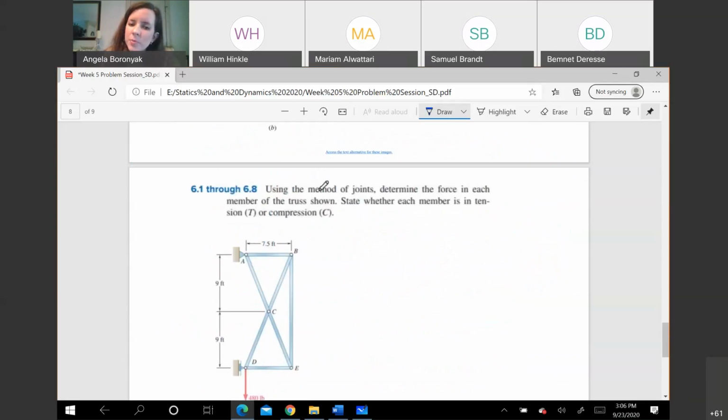Now, even if it hadn't told me to use the method of joints, since I'm looking for the force in each member, joints is probably easier because I have to solve for each one anyway. I don't want to make a whole bunch of separate free body diagrams to make different sections. So that's how I decide if I'm not told. And then I need to state whether each member is in tension or in compression, right?